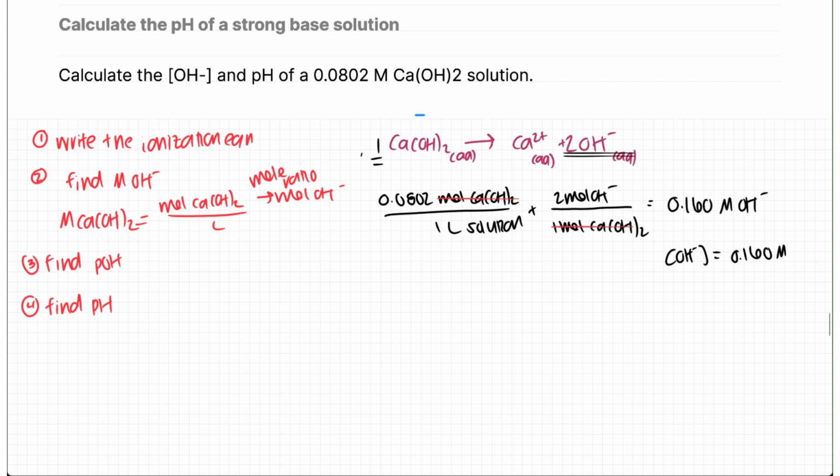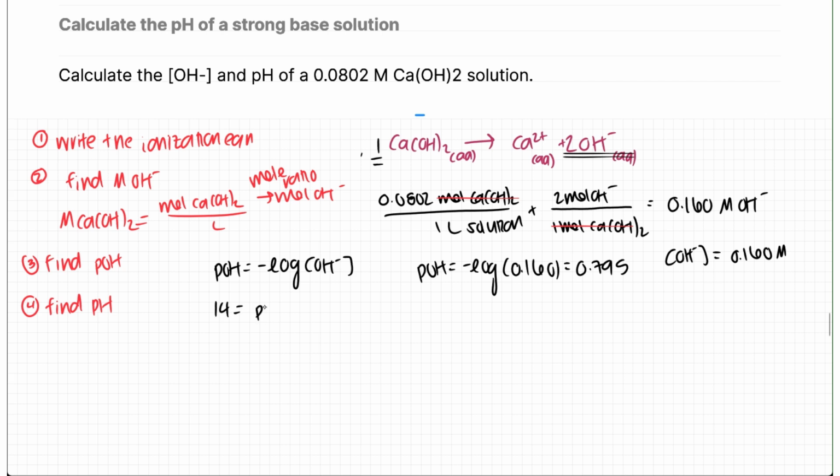For the pOH, we're going to take that concentration of OH- and use the equation pOH equals negative log of the concentration of OH-. And when we take the negative log of 0.160, we have a pOH of 0.795. In the concentration, there was a total of 3 significant figures, so the pOH will have 3 after the decimal.